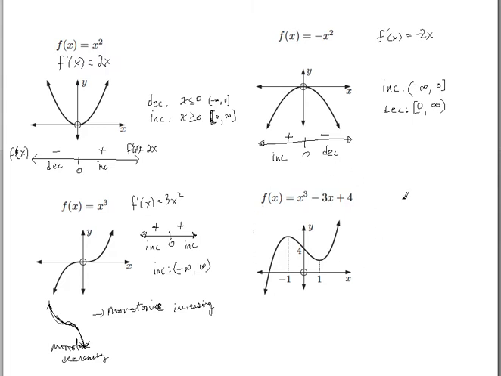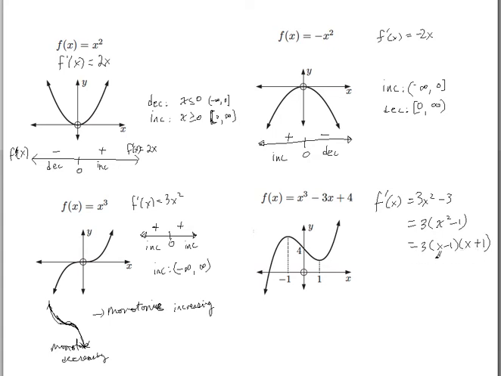Okay, let's try this one. What's f prime of x going to be? That would be equal to 3x squared minus 3. Okay, so 3x squared minus 3 would be my derivative function. What would be the zeros of this? Well, to find the zeros, I actually have to factor this. If I factor it, I get 3 times x squared minus 1. And now I get 3 times x minus 1 and x plus 1.